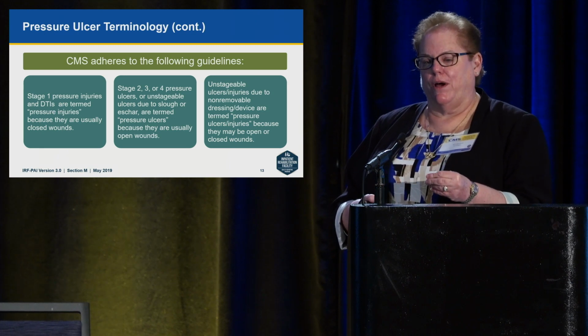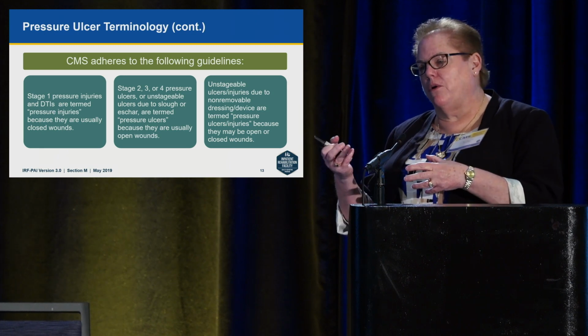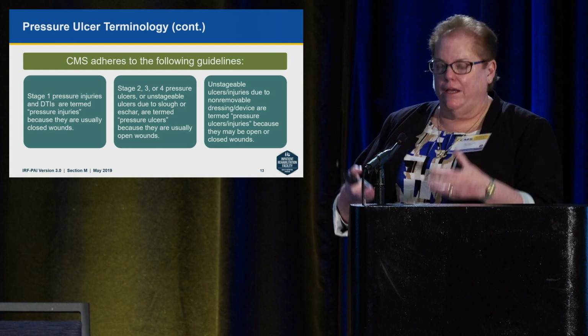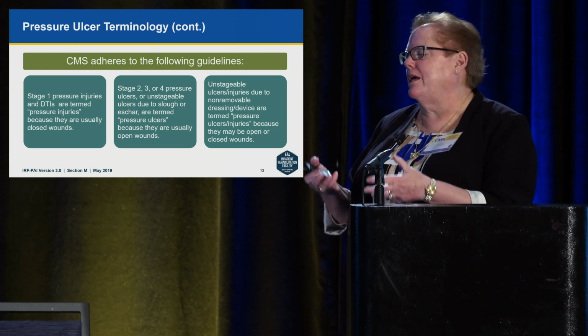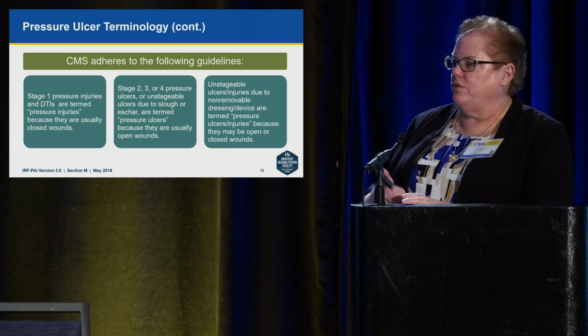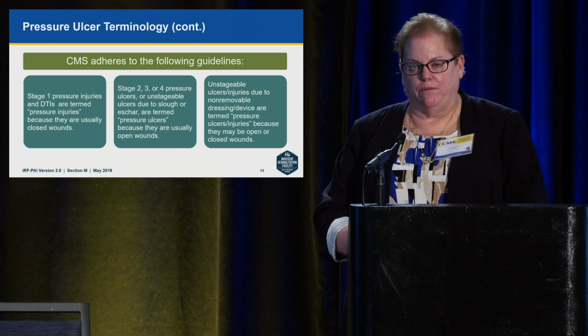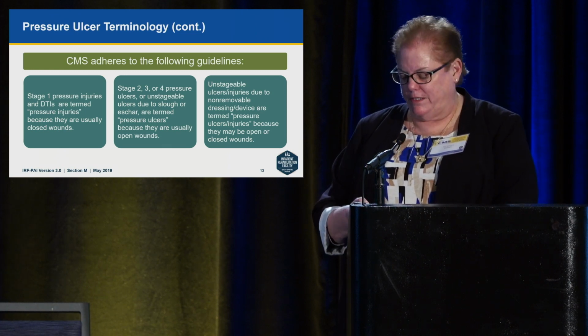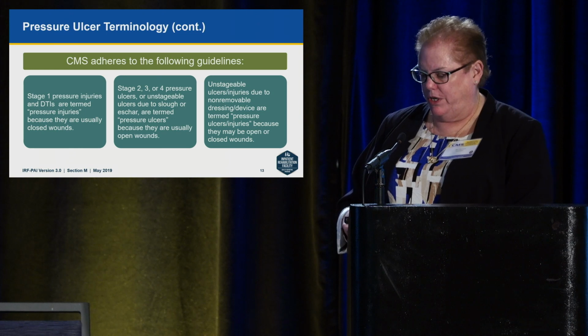The key for that one is, when you have a non-removable dressing, you have to know that there's an injury underneath it. A lot of people ask questions about it: well, there could be, I don't know, there might be, how should I code that? If you know from the previous setting that you actually have an injury or an ulcer underneath that non-removable dressing or device or cast or whatever, that's when you're going to code it here.